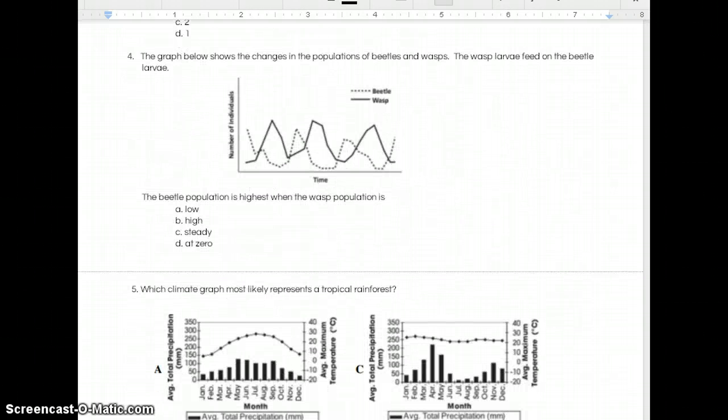Number 4. The graph below shows the changes in the populations of beetles and wasps. The wasp larvae feed on the beetle larvae. The beetle population is highest when the wasp population is A. low, B. high, C. steady, D. at 0.